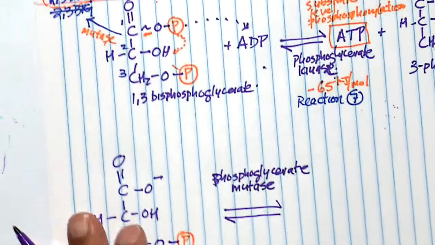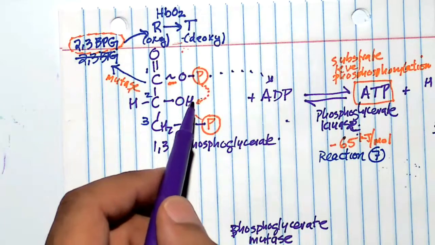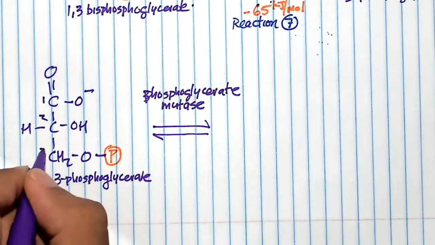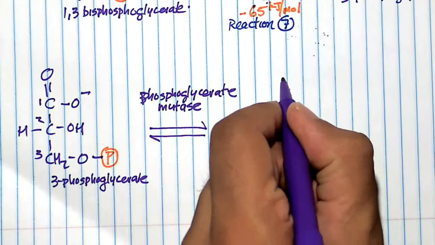And a mutase, just like the mutase we saw here, just takes that phosphate and puts it in a different part of the molecule. Here, this phosphate is going to go from the number 3 carbon to the number 2 carbon. So you get 2-phosphoglycerate.